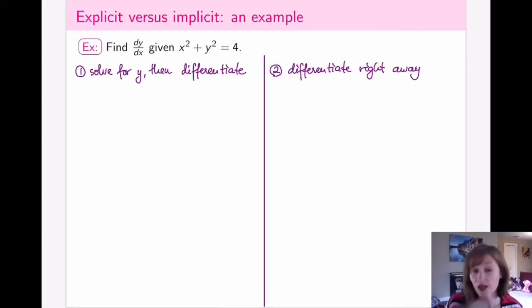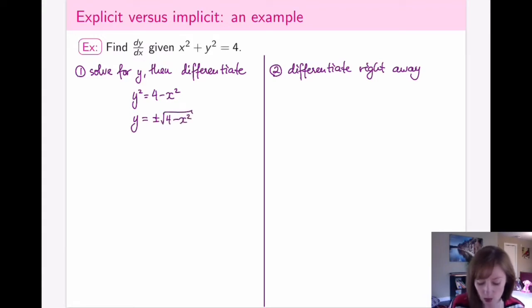In the first method, I have to solve for y and then differentiate. Fantastic. So let me start with isolating y. So y squared is 4 minus x squared. And now I need to take square roots of both sides, which will of course result in the plus minus. So y is equal to plus or minus square root 4 minus x squared.